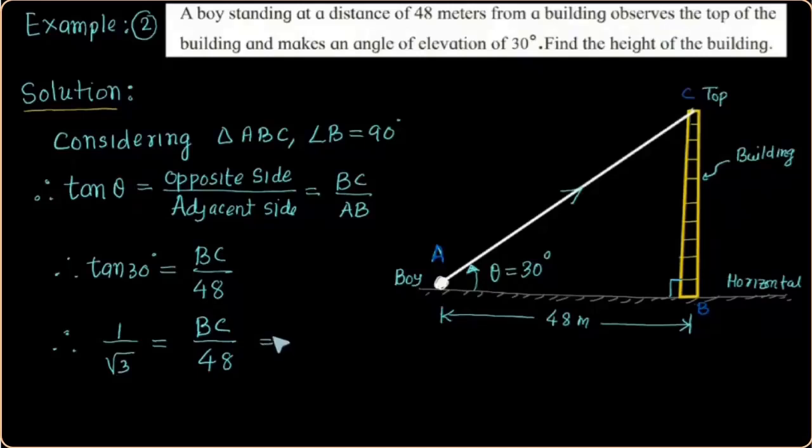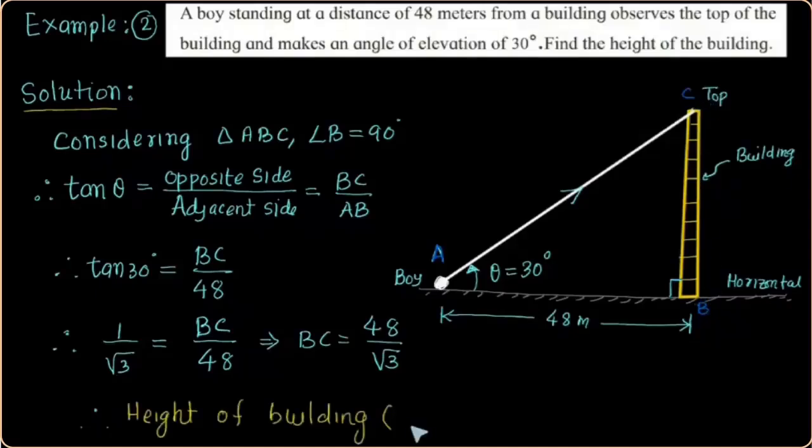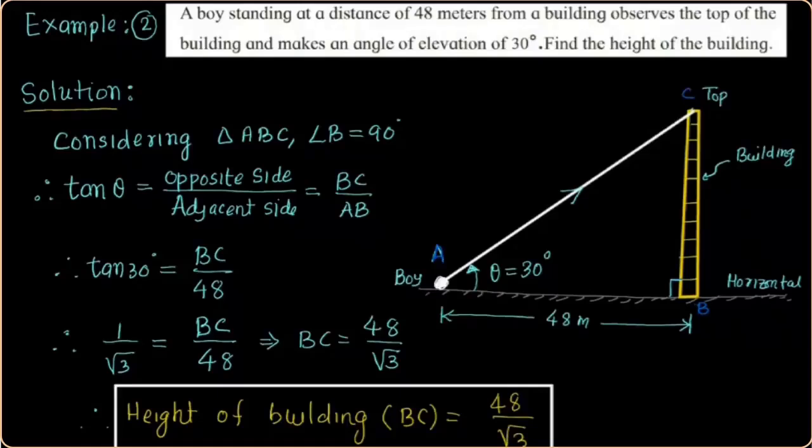So if you simplify this, you'll get BC equals 48 divided by root 3. Therefore, the height of the building, which is basically BC, is 48 divided by root 3. So this way you can easily find out the height of the building by using trigonometric ratio if the angle of elevation is given to you. Friends, we shall see one more example based on angle of elevation and angle of depression.